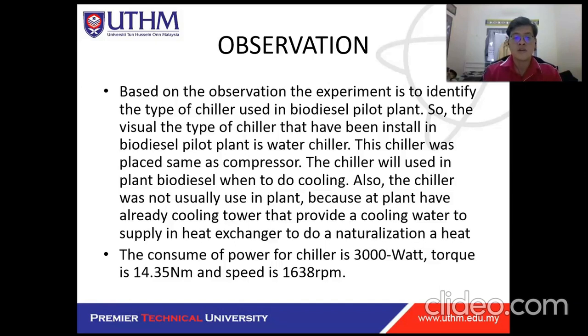So the power consumption of the chiller is 3000 watt. The torque is 14.35 Newton meter and the speed is 1638 RPM.